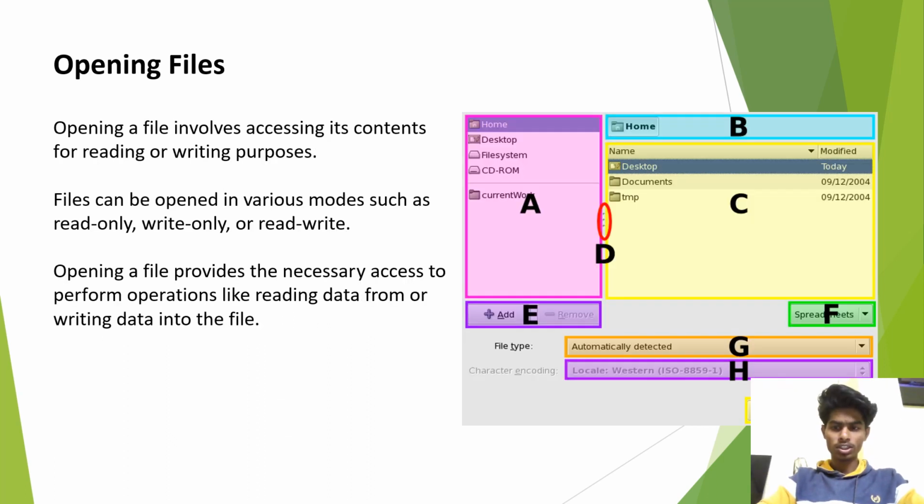Next, now we are discussing opening files. Opening a file involves accessing its contents for reading and writing purposes. Files can be opened in various modes such as read only, write only, or read write. Opening a file provides the necessary access to perform operations like reading data from or writing data into the file.